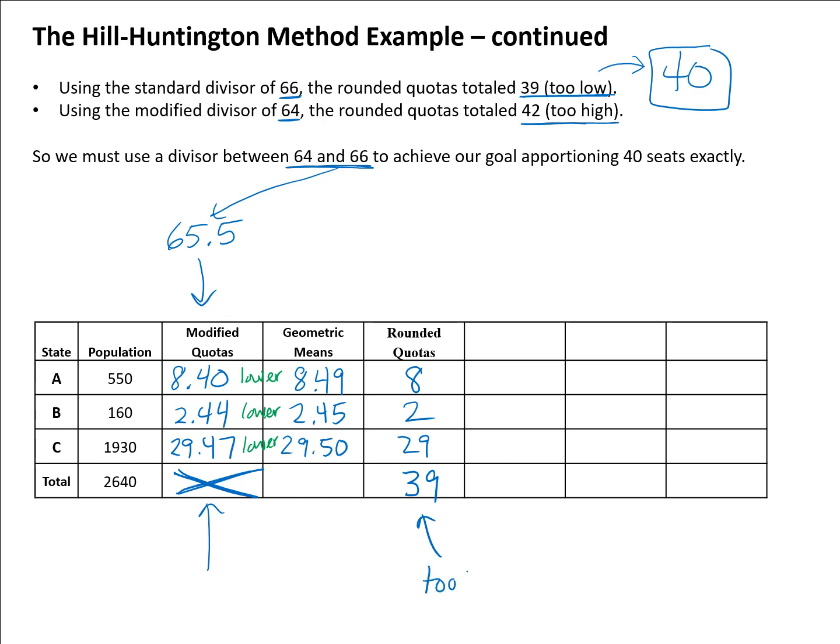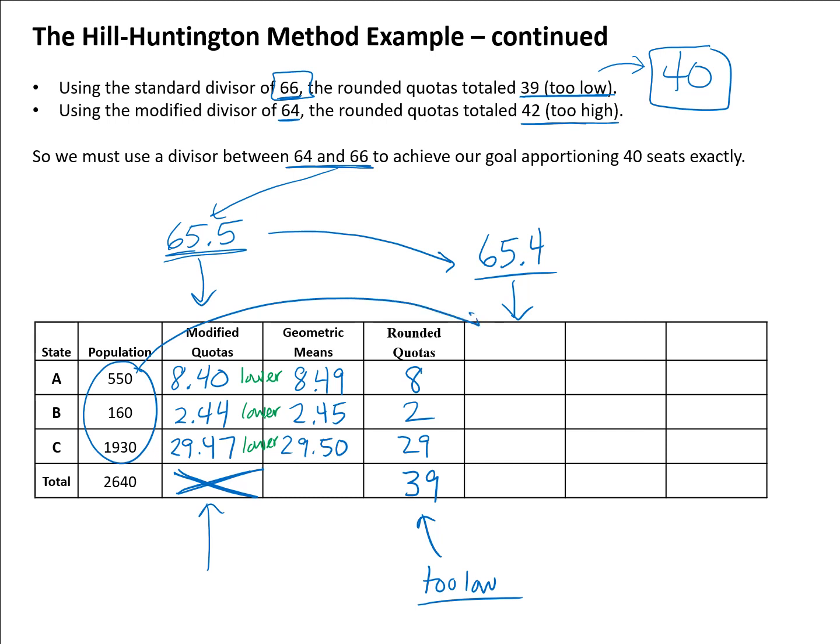I didn't go far enough in terms of going down below 66. Remember, 66 was too high. I needed to go lower, so I went to 65.5. Let's drop it down just a tad. Let's do our next try at 65.4 instead. So we've got 65.4. We're going to divide every population by that value to get our new modified quotas.